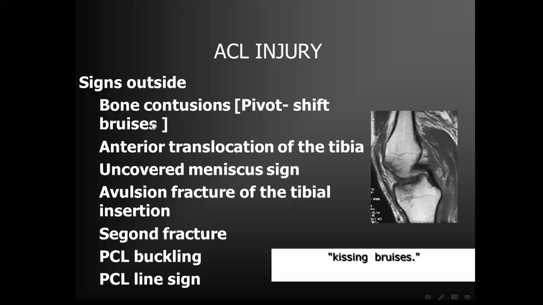Signs outside the ACL are the bone contusions, anterior translocation of the tibia, uncovered meniscus sign, avulsion fracture of the tibial insertion of the ACL, the presence of a second fracture, PCL buckling, and the PCL line sign. So these are the signs of ACL injury: either you see the injury itself, or you see any of these signs outside the ACL.